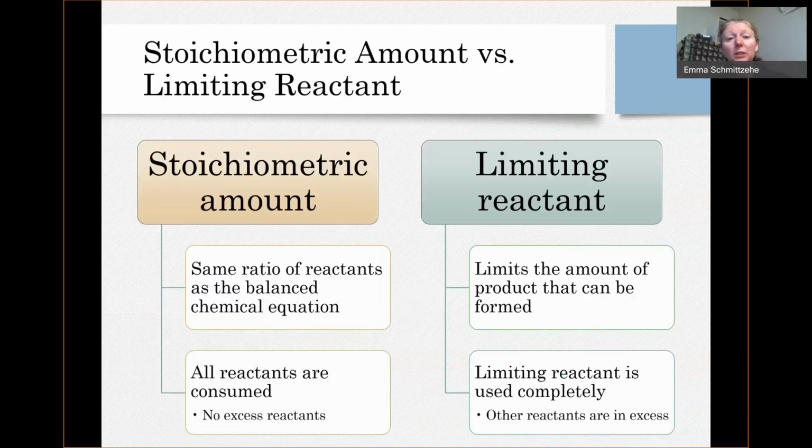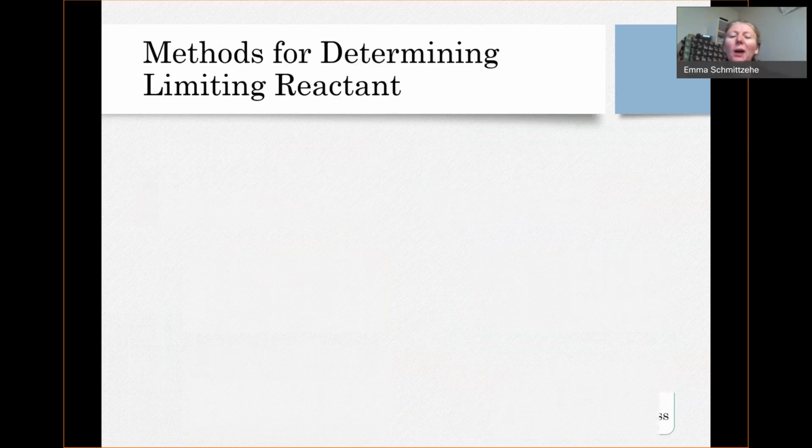So how do we determine if something's a limiting reactant, or what the limiting reactant is in a reaction? I'm going to introduce two methods. I'm sure there's more that I could introduce, but I'm trying to keep it as simple as we can. I want to point out these two methods because they're the most common, and sometimes one of them makes more sense to a person than the other.